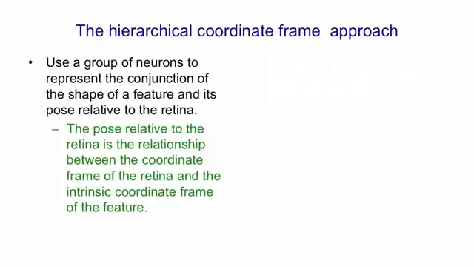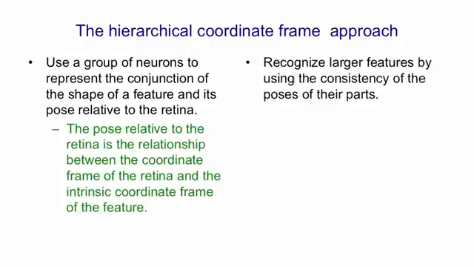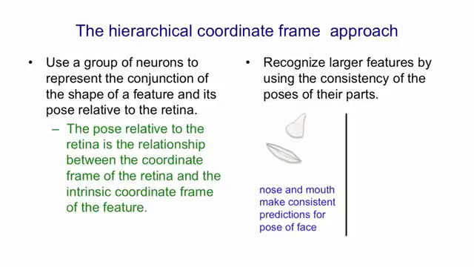Once we've done this, and we have a representation of the pose of parts of objects relative to the retina, it's easy to use the relationships between parts to recognize larger objects. So we're going to use the consistency of the poses of the parts as a cue for recognizing a larger shape. If you look at this picture, we have a nose and we have a mouth, and they're in the right spatial relationship to one another.